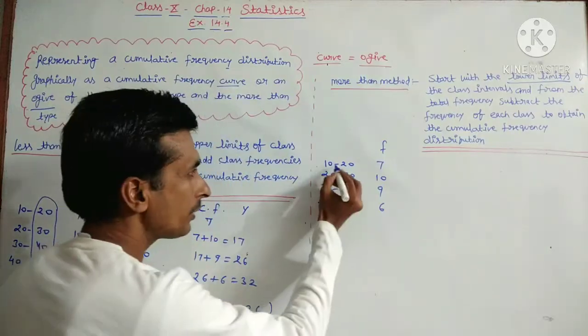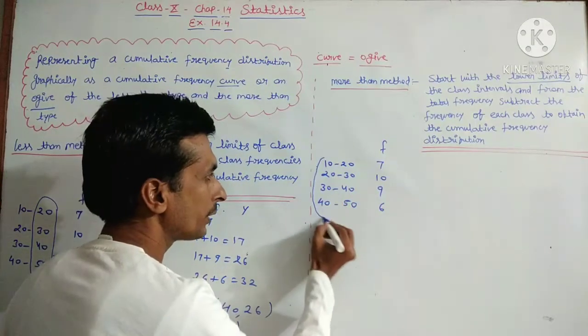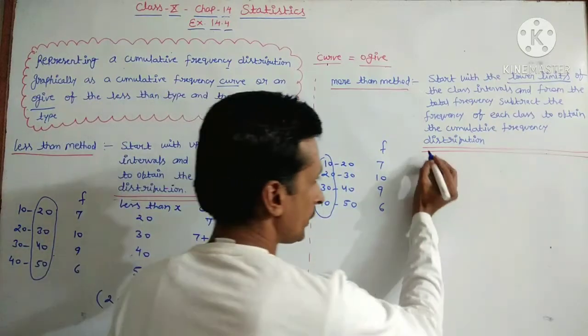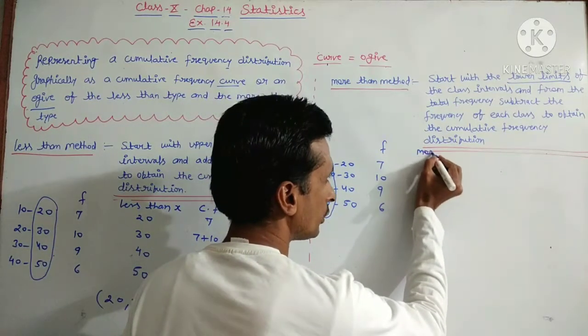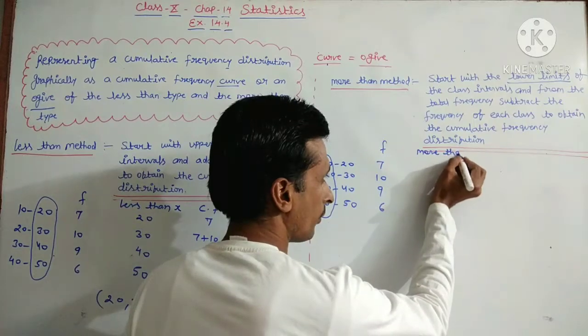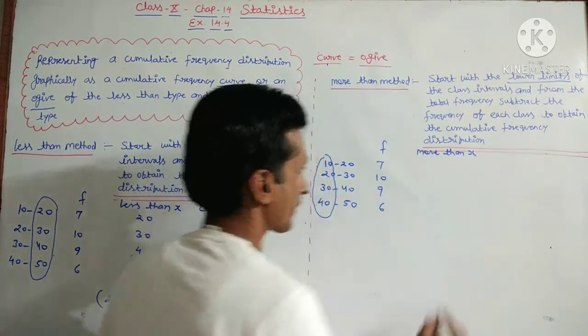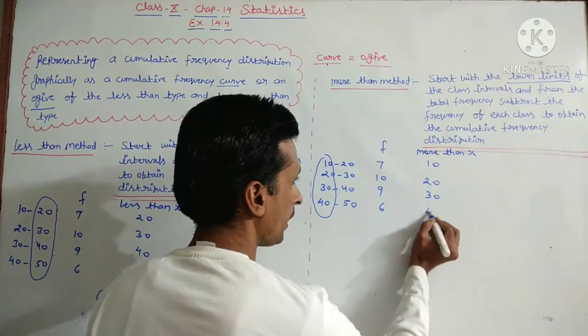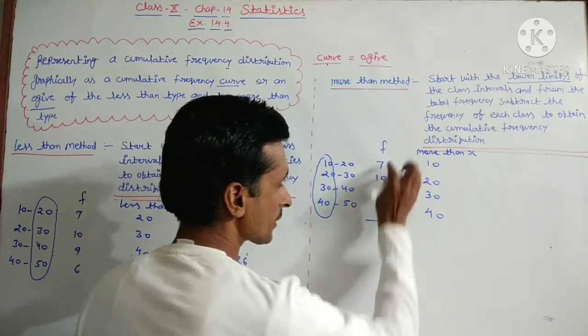Lower limits are 10, 20, 30, 40. Okay, so these are the lower limits. So you have to take the "more than". You can write more than, and this value represents x. So now you can write 10, 20, 30 and 40. You have to find the sum.